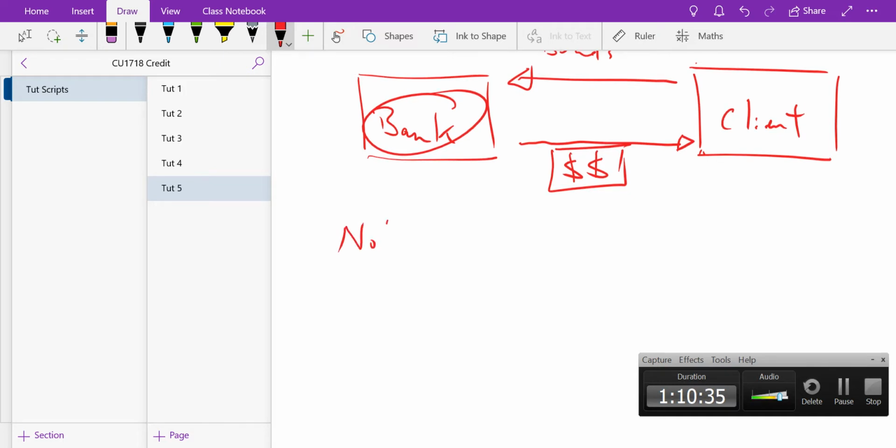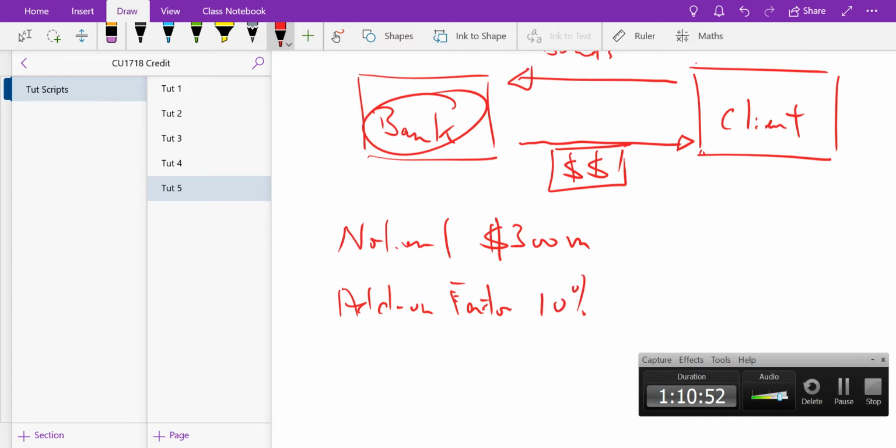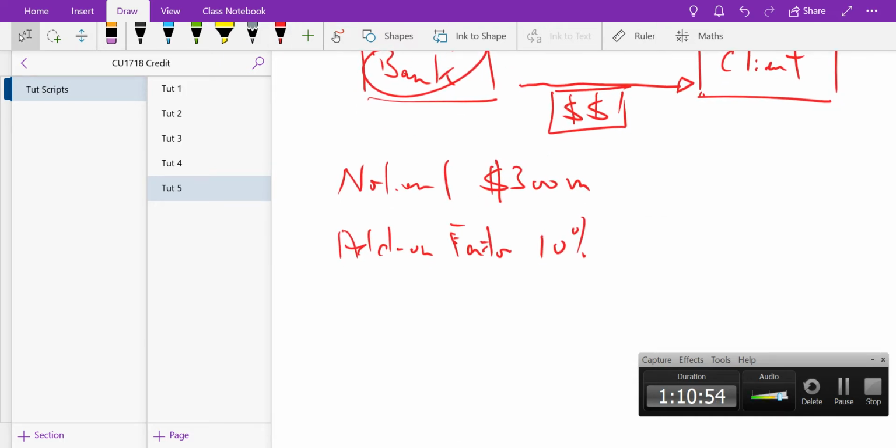So there's a notional, which is 300 million. There's the add-on. This is kind of like the risk factor. Again, I don't find this very scientific. Why is it 10? Well, because the central bank says so. Okay. So they would treat this as if you have got a $30 million leverage on your balance sheet.